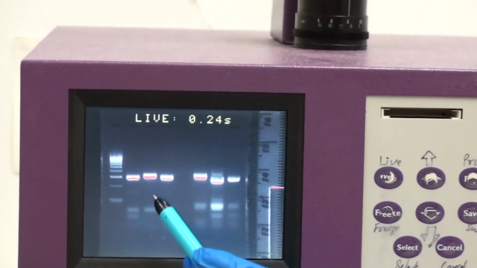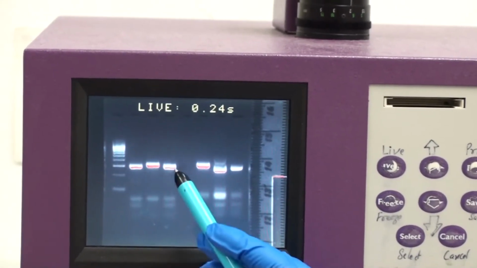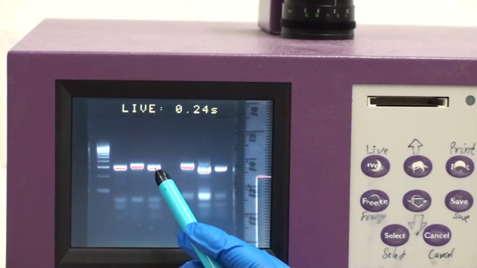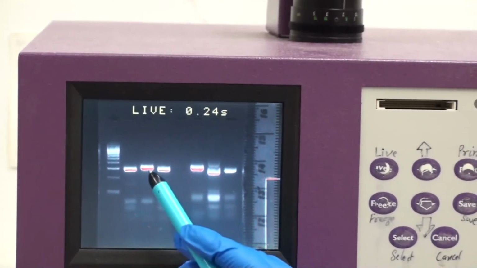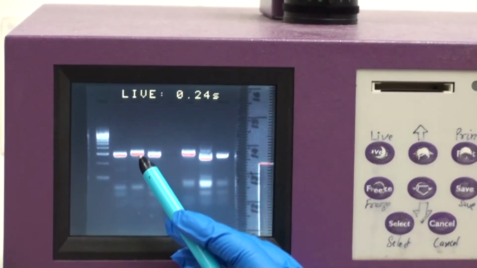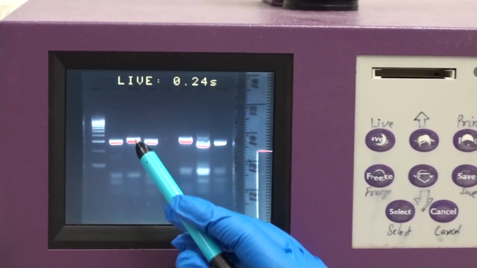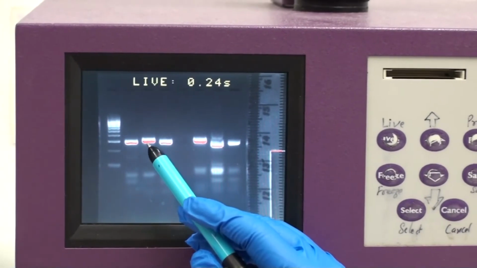So if you look closely, you'll see these two bands are quite smaller compared to the middle band here, because this is not digested, and we assume that this one is cry mutant.